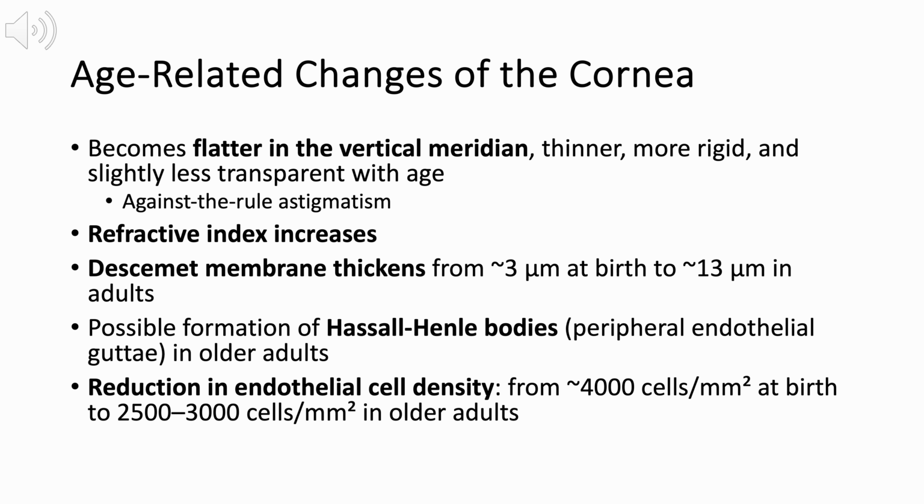The Descemet's membrane thickens progressively, from approximately 3 microns at birth to about 13 microns in adults. In older adults, peripheral endothelial guttae known as Hassall-Henle bodies may form. Additionally, there is a reduction in endothelial cell density, decreasing from around 4,000 cells per millimeter squared at birth to 2,500 to 3,000 cells per millimeter squared in later life.